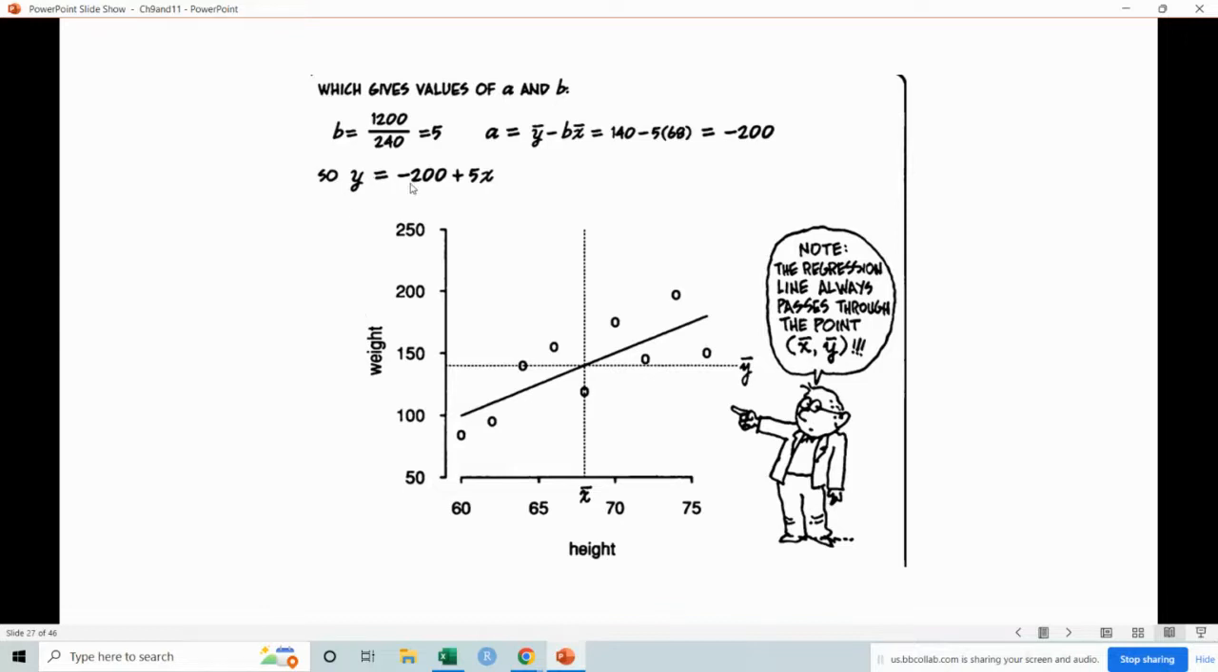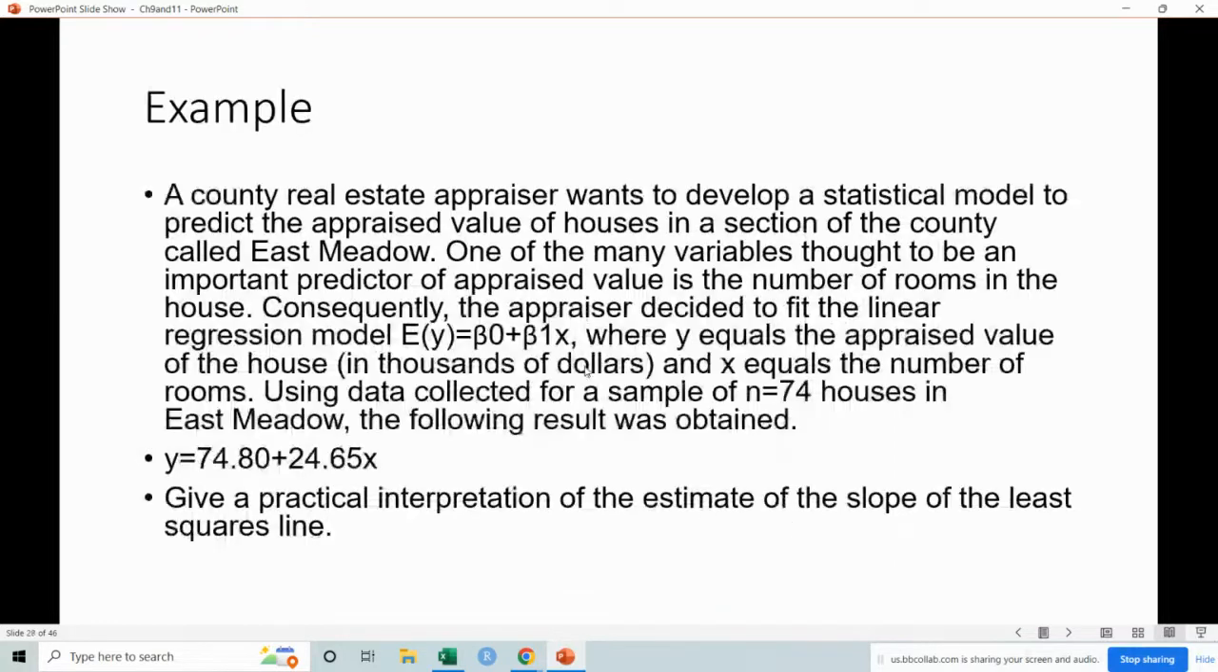So anyways, we have y equals negative 200 plus 5x. That would be the formula for this line, and that would be the best fitting line between those points. And a note, a regression line always passes through the point of the mean of x and the mean of y. That would be right there.